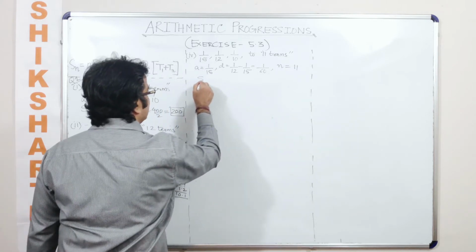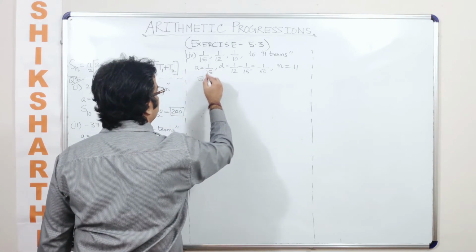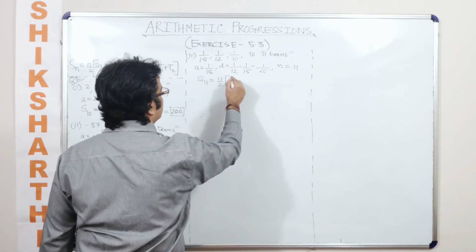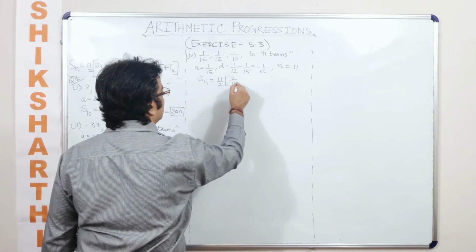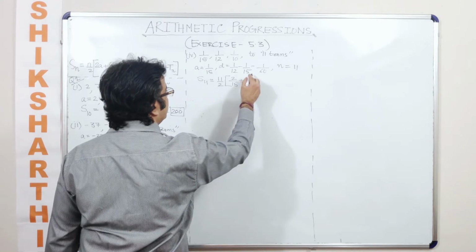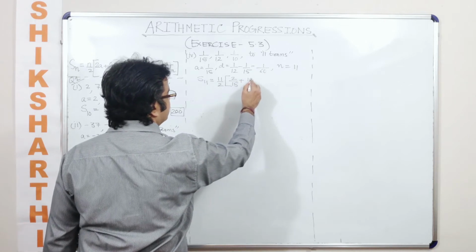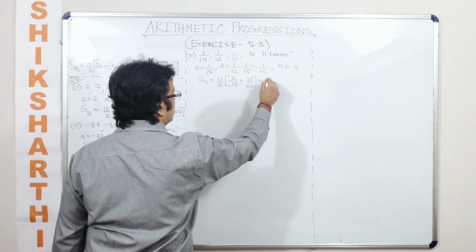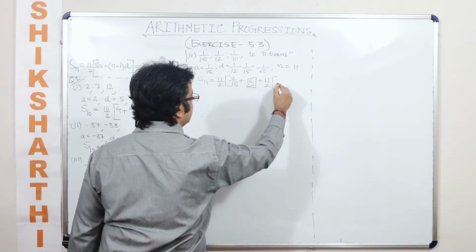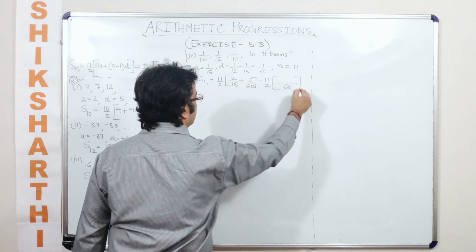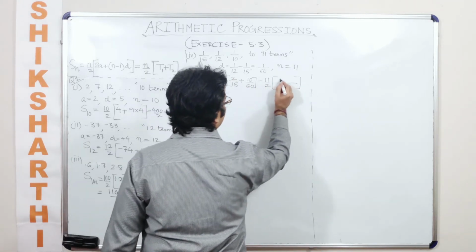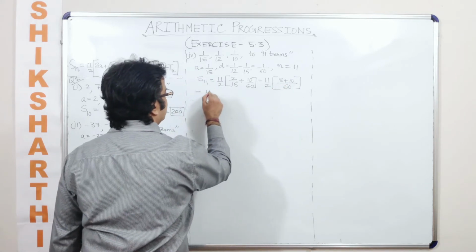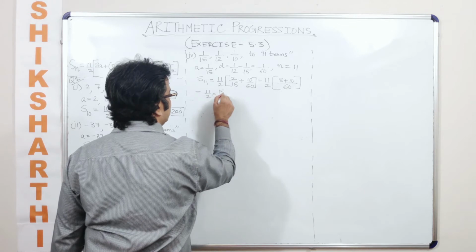So the sum for the first 11 terms of the given series will be n by 2, which is 11 by 2, times 2a, which is 2 by 15, plus n minus 1, which is 10, into d, which is 1 by 60. Let it remain as this only, because then it becomes easier for you to take the LCM. So once you take the LCM, you know the LCM is already 60. Now 4 into 2 is 8, 8 plus 10 is what you get. So can I say this is nothing but 11 by 2 times 18 divided by 60.